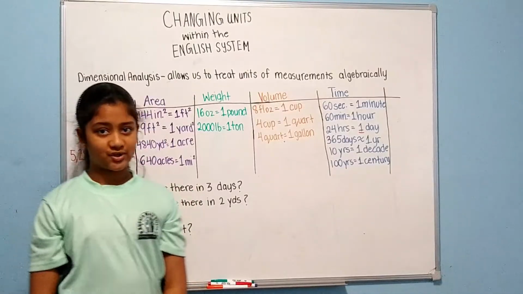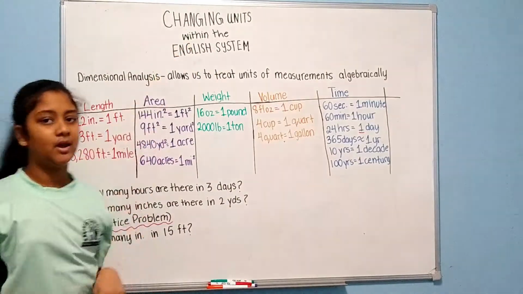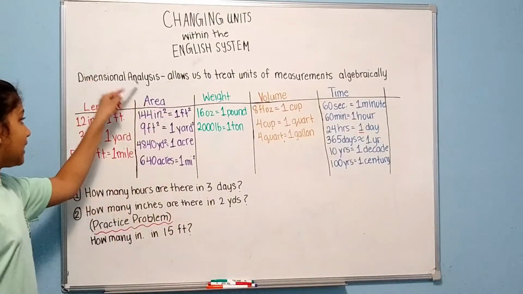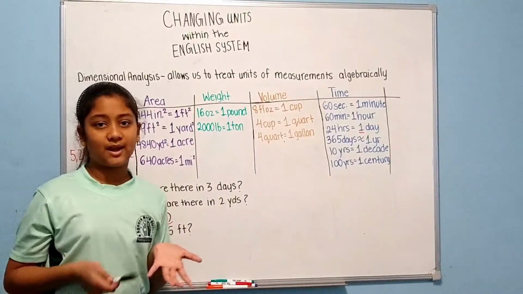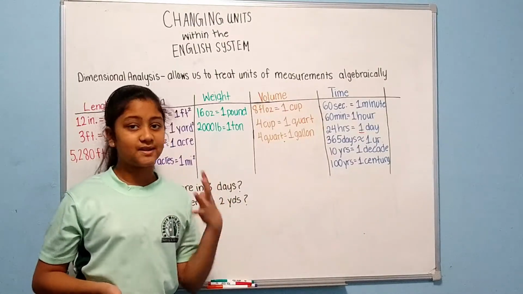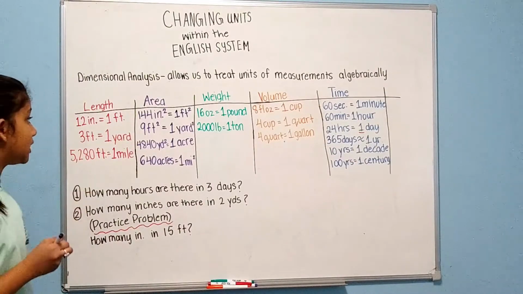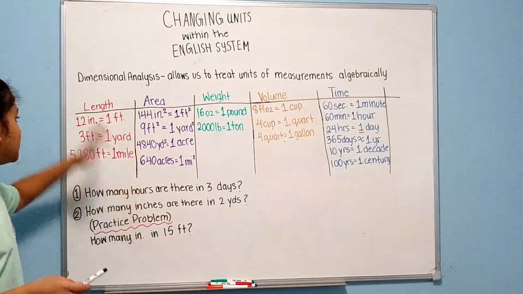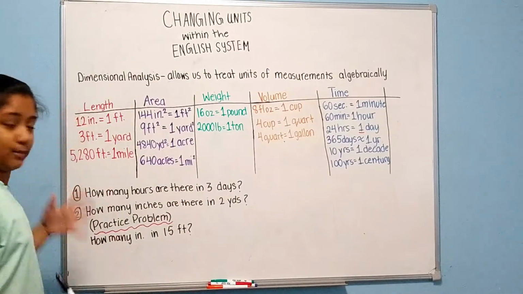Now that we know about the English system, let's get further into it by starting with changing units within the English system. Before we start, I just want to include something known as dimensional analysis. Dimensional analysis allows us to treat units of measurements algebraically, meaning it allows us to multiply or divide these units. It's going to be useful when we solve these two problems after we go over this chart. This chart includes the exact units of each measurement, which is length, area, weight, volume, and time. I'm just going to go ahead and describe each one.